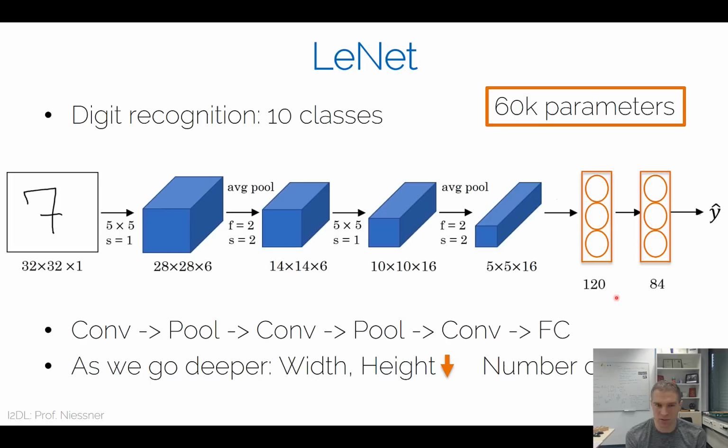And this was used to train this digit recognition on these 10 classes. And this was pretty famous because this was one of the first networks that was actually used in action. And people since then have referred to it as one of the classic neural network architectures. Okay, so now we also have to talk a little bit about the training data.